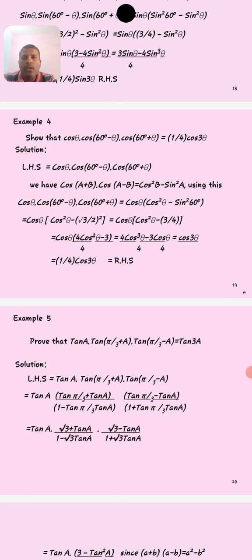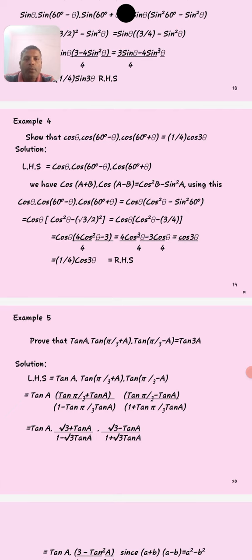Using this condition, cos theta into cos of 60 minus theta cos of 60 plus theta is equal to cos theta into cos square theta minus sin square 60. Here in the place of sin square 60 we know it is root 3 by 2 whole square. That is equal to cos theta into cos square theta minus root 3 by 2 whole square, equal to 3 by 4. We can do the LCM part. We get cos theta into 4 cos square theta minus 3 is equal to 4 cos cube theta minus 3 cos theta by 4. Now here 1 by 4 take outside. The remaining value is what? 4 cos cube theta minus 3 cos theta is equal to cos 3 theta. That is equal to, we get 1 by 4 cos 3 theta, which is the RHS part.